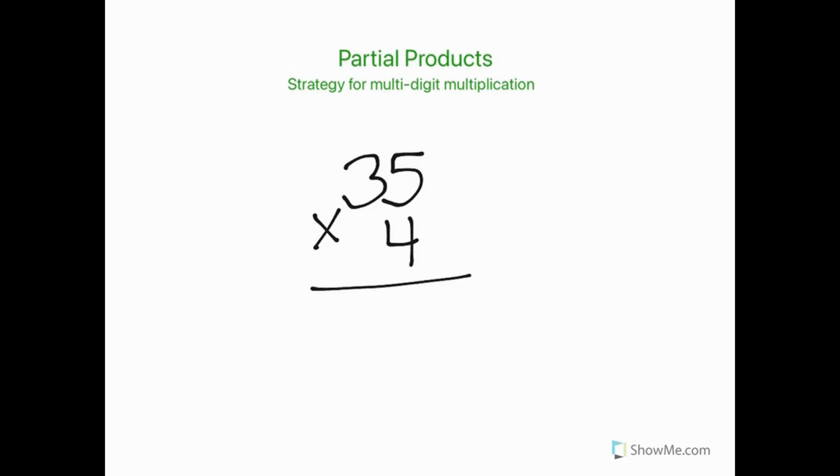Just like traditional multiplication, we multiply the ones digit of the second factor first. So in this case, there is only one digit in the second factor. So we first multiply 5 times 4, which makes 20. We're going to put 20 here. And we'll also write on the side, that was 4 times 5.